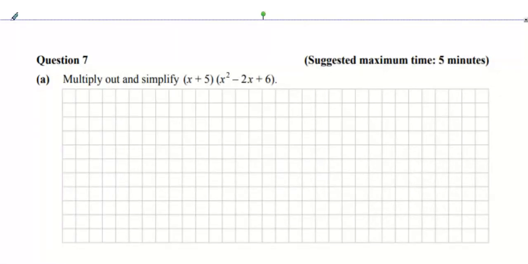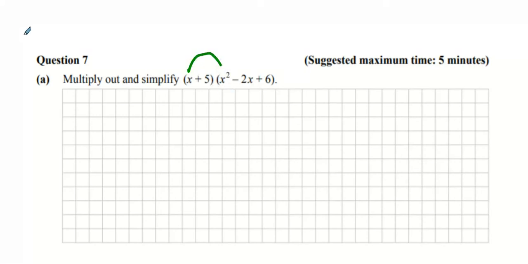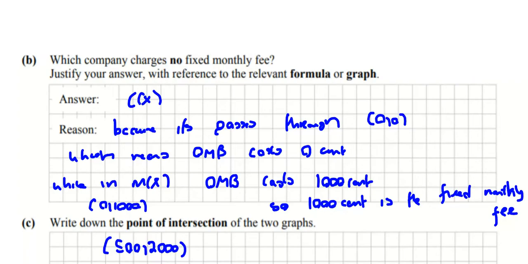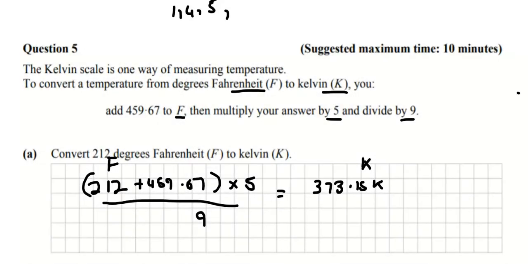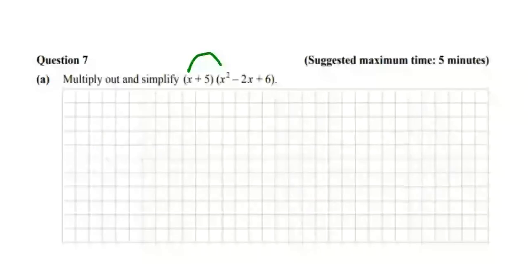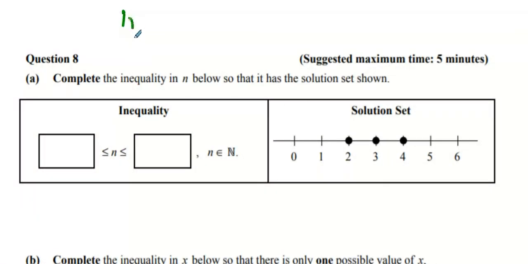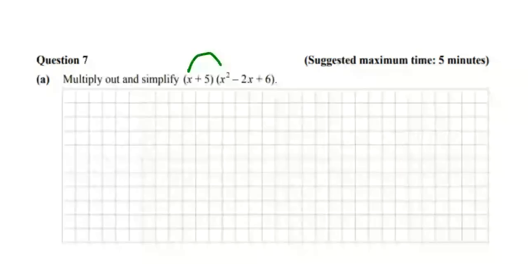Now, next one, question 7. Multiply this out. So what have I done so far? I've done 1, 4, 5, 6, 7, I believe. So it's going to be 1, 4, 5, 6, 7, and 8 by the time I'm done question 8. It's going to be fun.